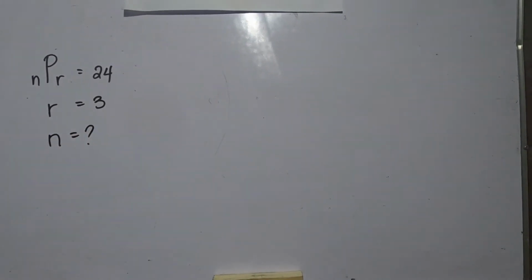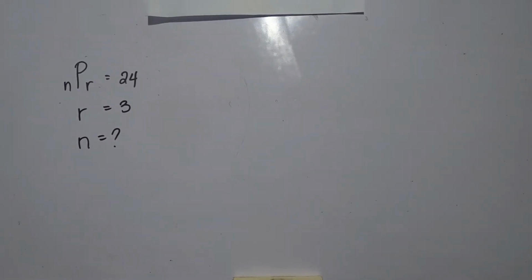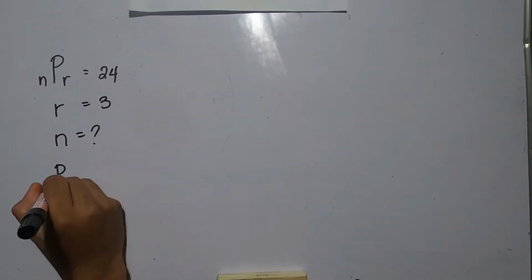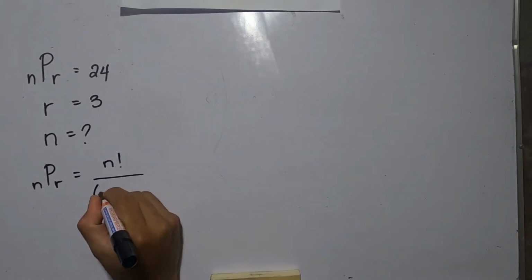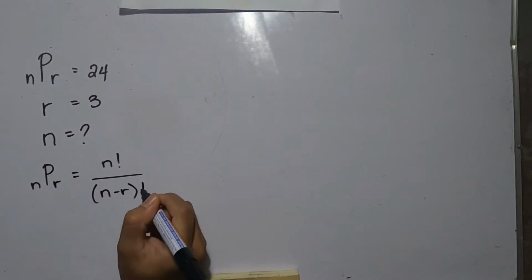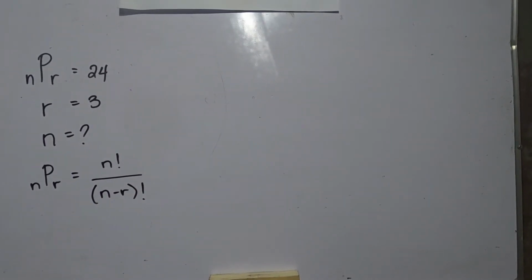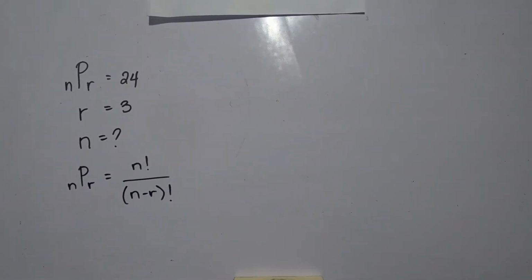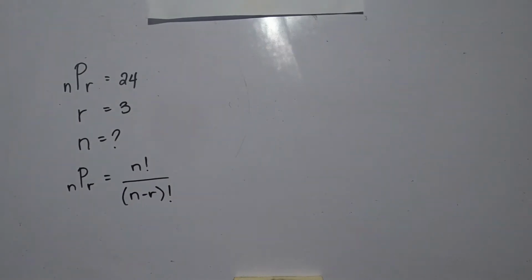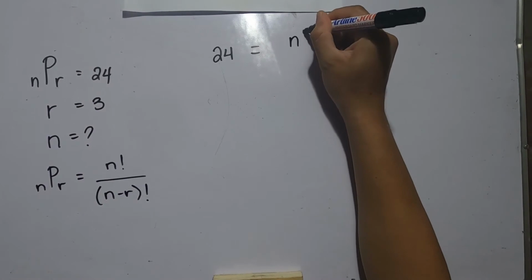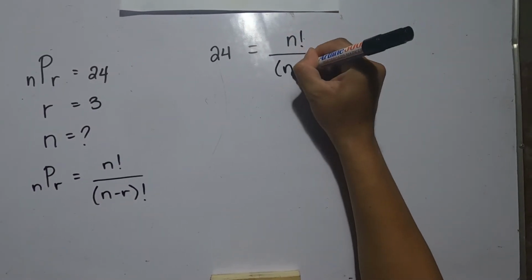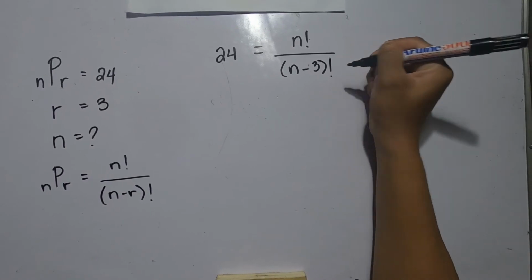To solve for its value, we will use the equation permutation of n taken r as n factorial divided by the quantity of n minus r factorial. Furthermore, we will use the definition of factorial itself. Substituting the given values, the equation becomes 24 is equal to n factorial divided by the quantity of n minus 3 factorial.